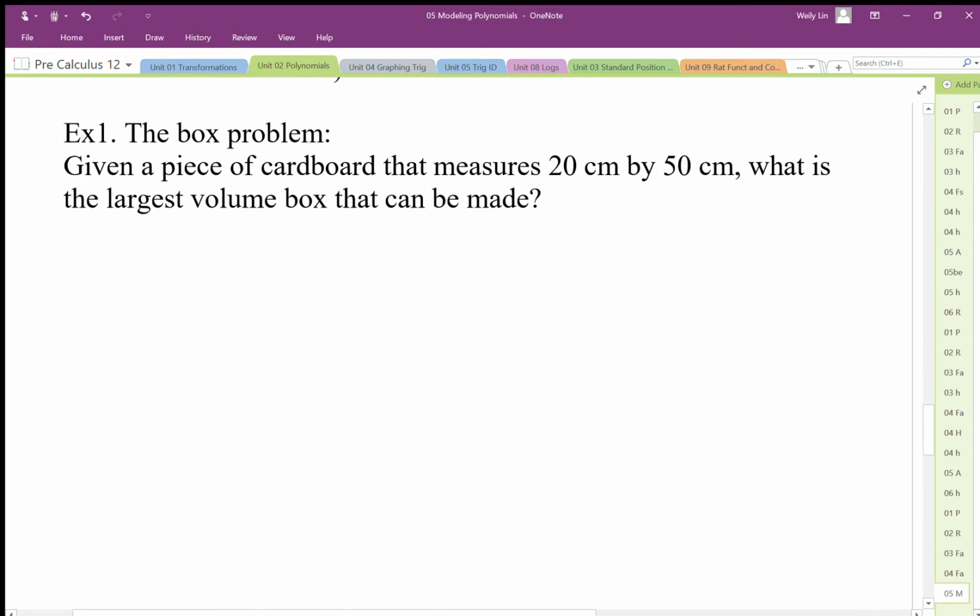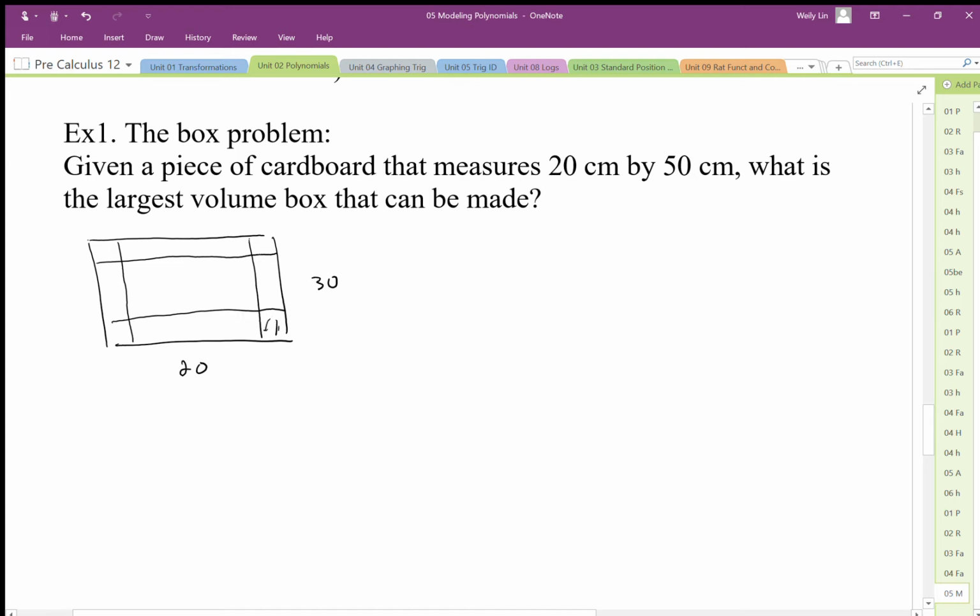We have a piece of paper. It's 20 by 30. And we're going to make a box from this. Now to do this, we need to cut out the corners and fold up the sides. So we're going to get rid of these corners here, and these flaps fold up and make the box. So that's an open box. And we want to know what the largest possible box that we can make is.